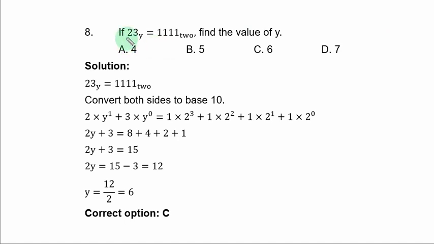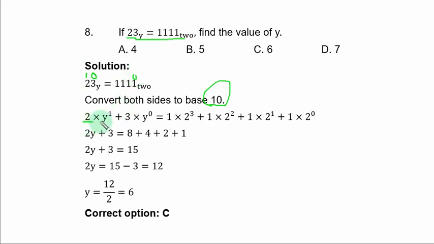Question 8. If 23 base y is equal to 1111 base 2, find the value of y. You simply convert both sides to base 10. 10 is the common base, and to do that, you multiply each digit on both sides by the respective base, and you attach the position of each digit to the base, starting with 0. So the position of 3 is 0, the position of 2 is 1, and so on.